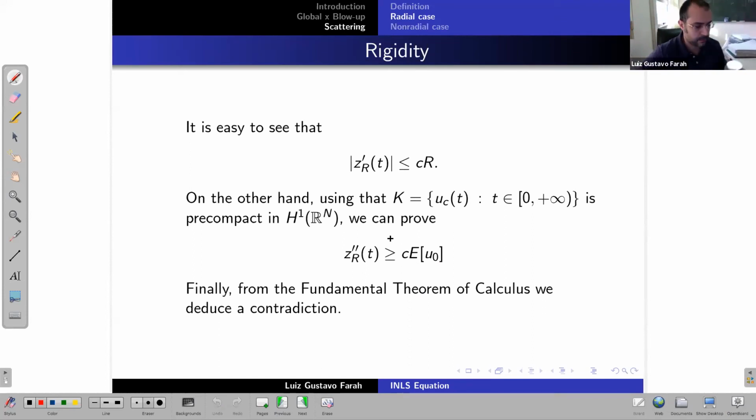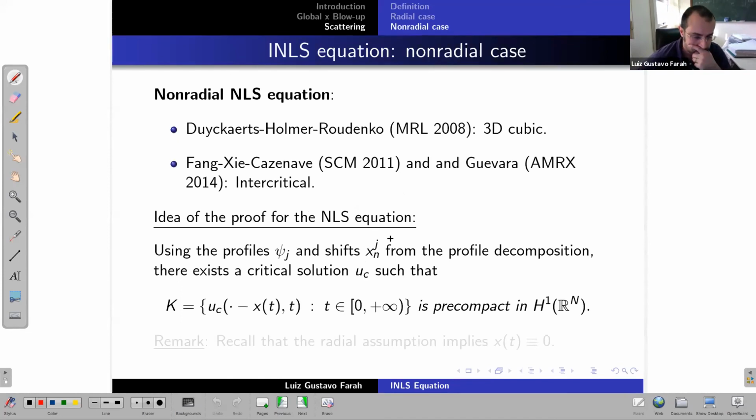Of course, I'm hiding all the technical estimates that you need to prove to obtain this critical solution. Okay, so let me try to give you some ideas about the non-radial case.